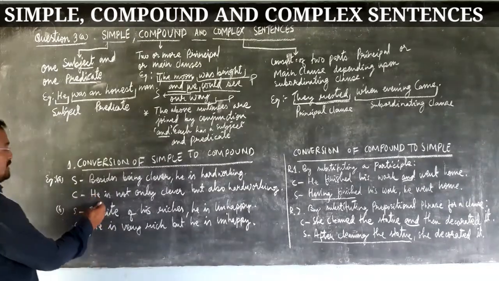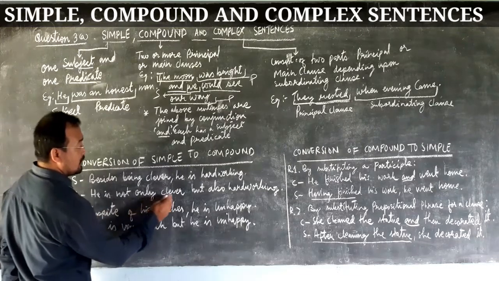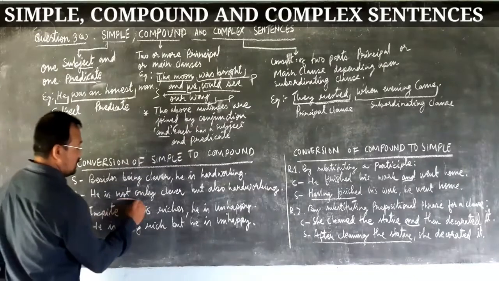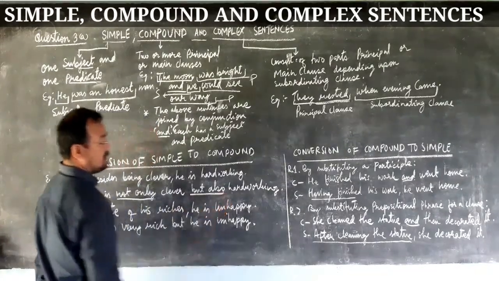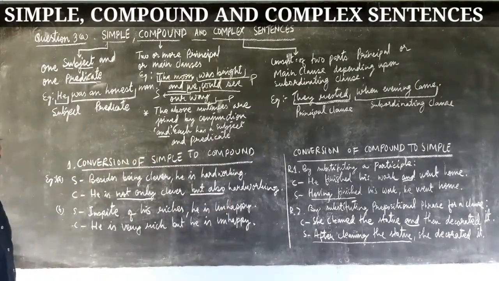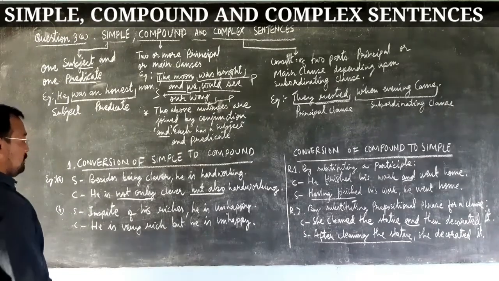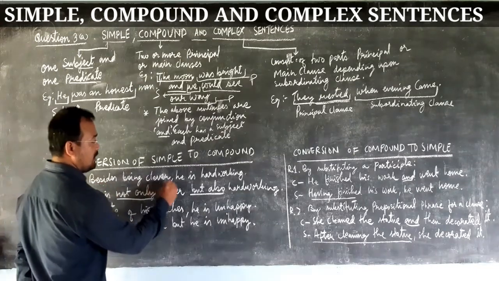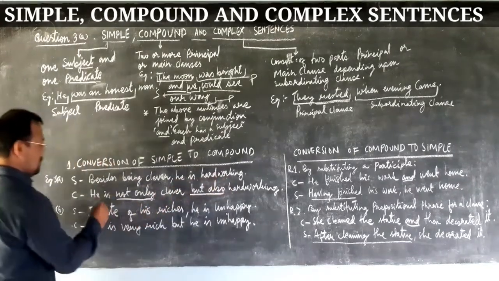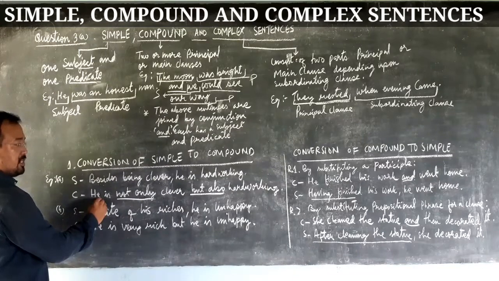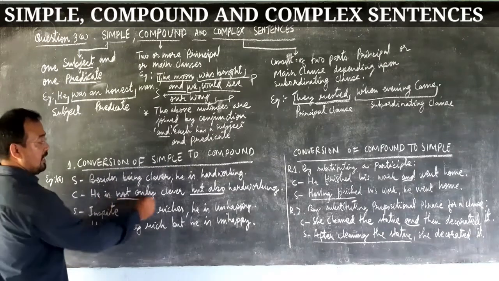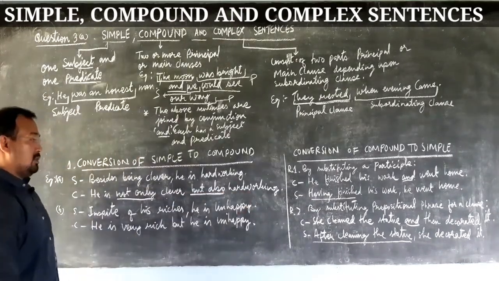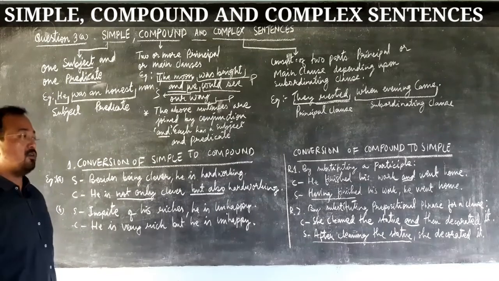So how will you change it here? He is not only clever but also hardworking. Here not only but also is set in the formula of conjunction itself. So you will apply this type of formula if you get this type of question. Besides being clever, he is hardworking. In order to change it without changing the meaning: he is not only clever but also hardworking. That means the person is clever as well as hardworking.